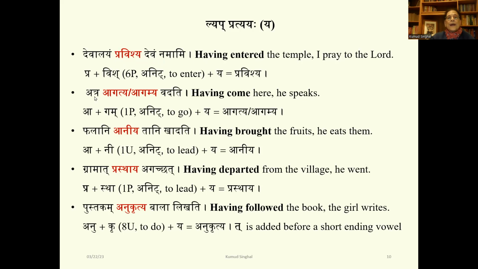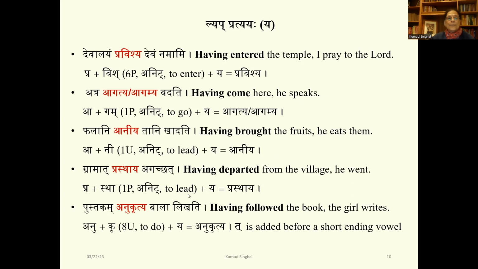Devam namami. Atra, if you have a root gam, then there are two forms. Either it is agatya or agamya. Atra agatya vadati. Having come here, agatya means having come. Atra here, vadati. He speaks. So a plus gam has two forms, agatya and agamya. Then phalani aniya tani khadati. Aniya is a plus ni and ya. So aniya is your liya form.